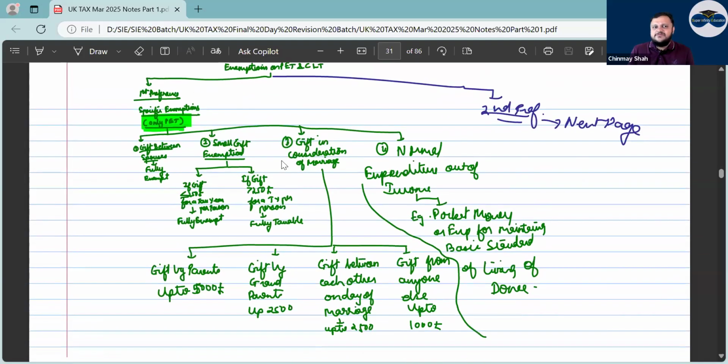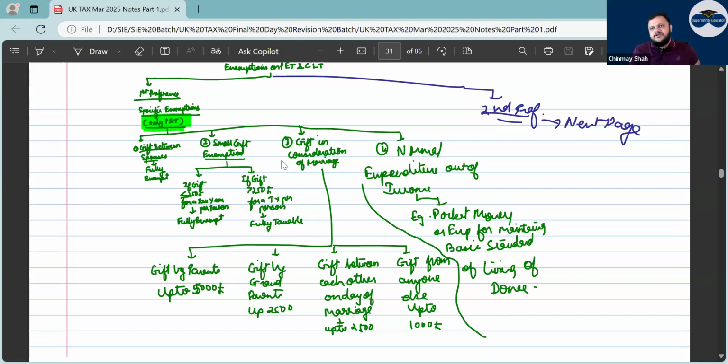First preference is always given to what? Specific exemption. So whenever you get a transfer of value, first is transfer of value from one person to another. When I say gift, the transfer of value happens at generally the market value of the gift as on date of gift. So gifts between spouses are fully exempt.